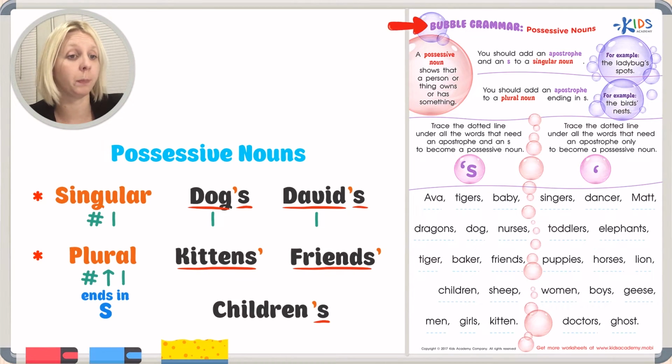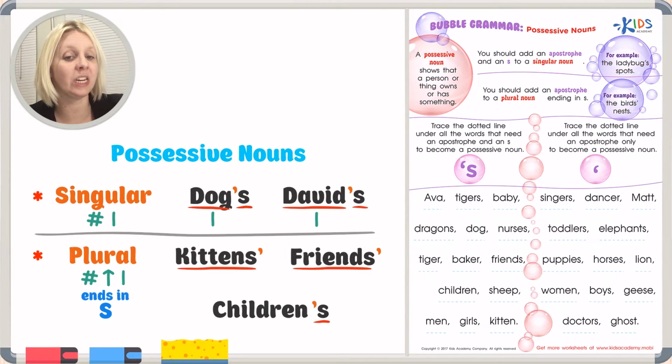Okay, so let's go ahead and get started with our worksheet over to the side. It says Bubble Grammar: Possessive Nouns. A possessive noun shows that a person or thing owns or has something. So you remember that ownership, that they own something. You should add an apostrophe and an S to a singular noun. And that's like this up here that I said, an apostrophe S to a singular noun. It's only one. And the example that they give us is the ladybug's spots. So the spots belong to the ladybug. The original word was ladybug, and we added an apostrophe S.